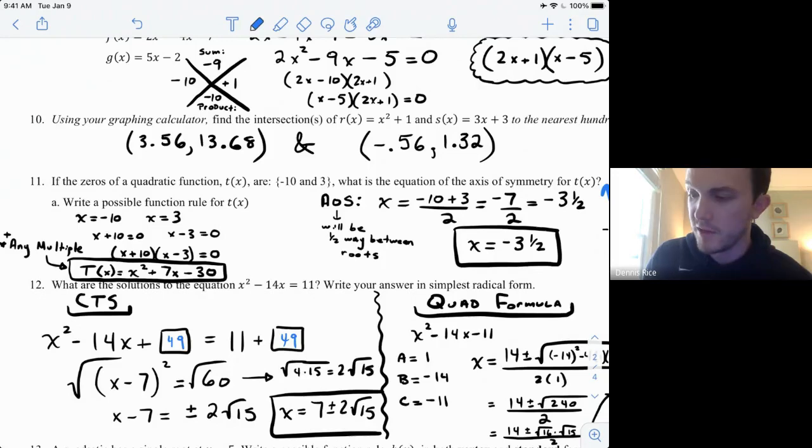I'll go over the double root thing in a second, and then we'll reveal that one. Just round it. It's going to be a crazy answer like this. So this said nearest 100th.